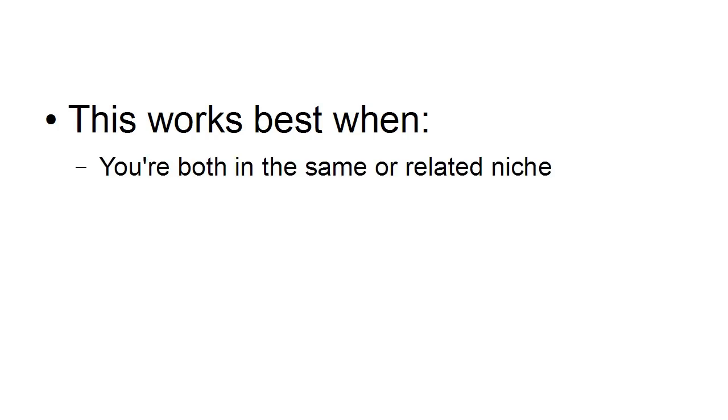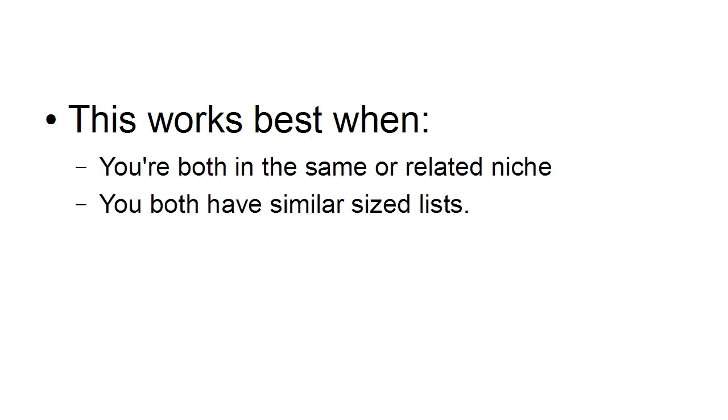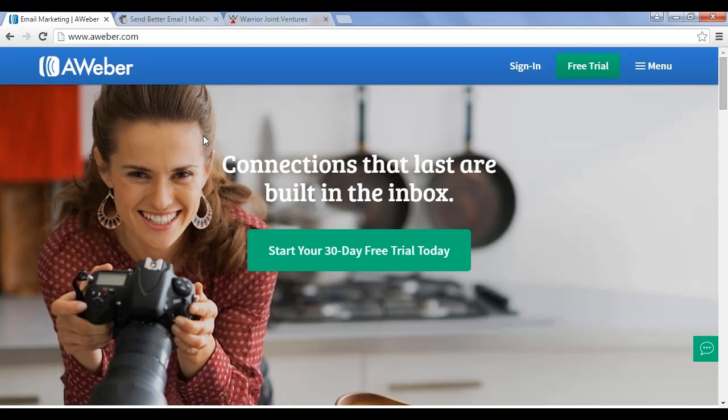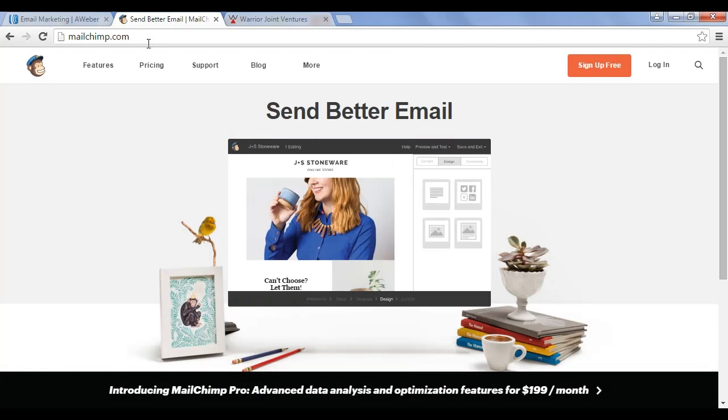And this works best when you're both in the same or related niche and you both have similar size lists. In order to make this work, you're going to need a good autoresponder service, and a good couple to consider are Aweber, which you can find here at aweber.com, and MailChimp, which you'll find here at mailchimp.com.